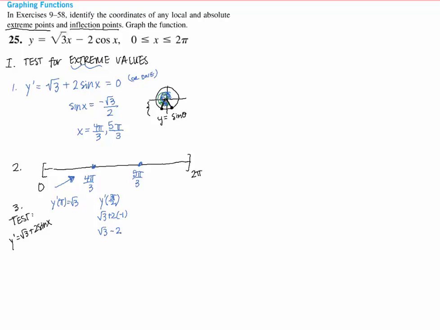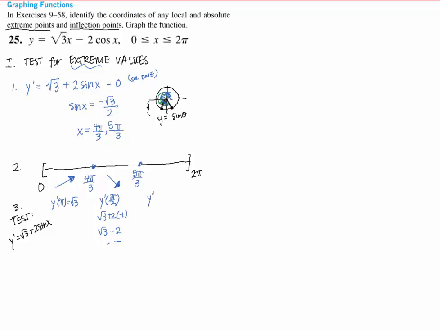And this value is negative. I can pull out my calculator and find out how negative, but I know that it's negative because the square root of 3 is just 1 point something, and 2 is larger than 1 point something, so when I take away 2, I'll get a negative value. That means the function's decreasing on this interval because it's negative.